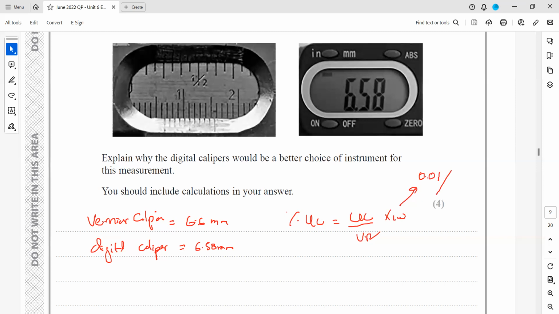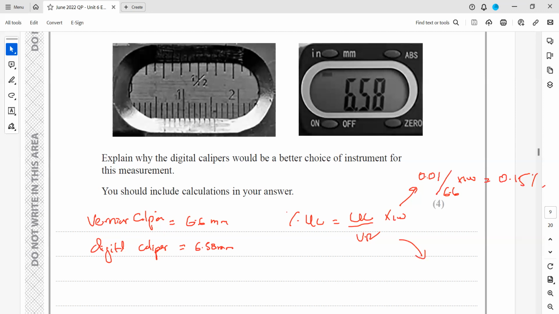So even if you write 0.01, that is also fine. So 0.01 you can write, or 0.05 divided by value recorded. The value which is recorded is 6.6 into 100. So this will be 1 divided by, because 100 is multiplied, so it will be 1 divided by 6.6. So you have about 0.15%.